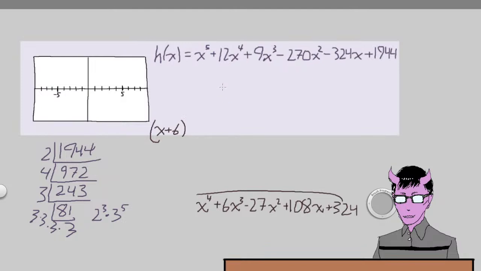So the coefficient for the first term is 1, second term is 12, third term is 9, fourth coefficient is 270, fifth coefficient is 324. And the last one's just the constant, 1944. Alright, so -6 is the zero candidate. Let me test this real quick.